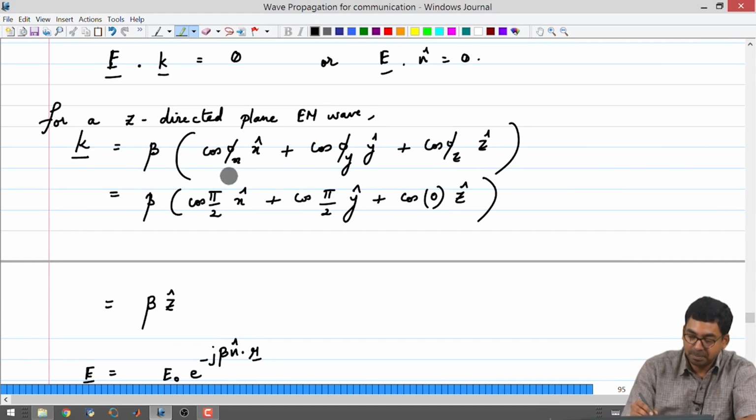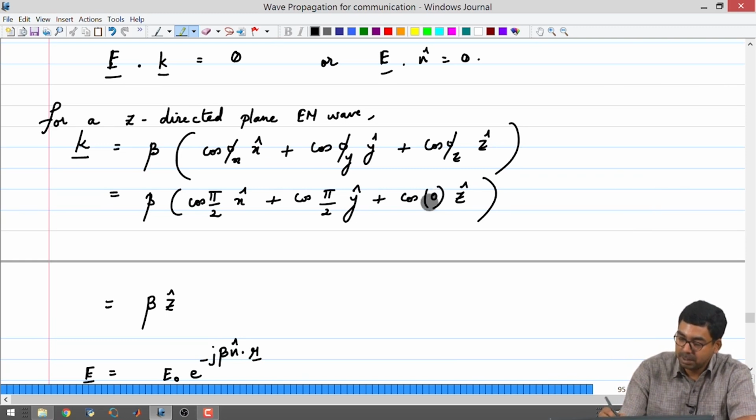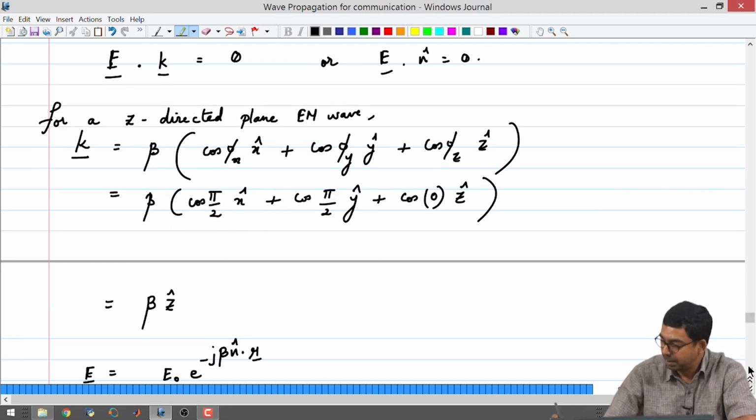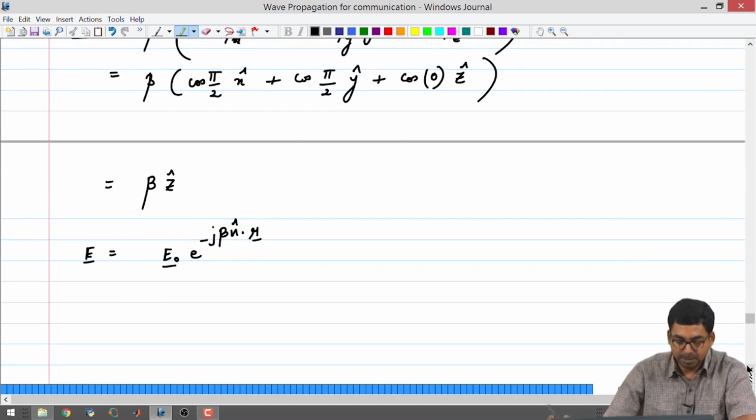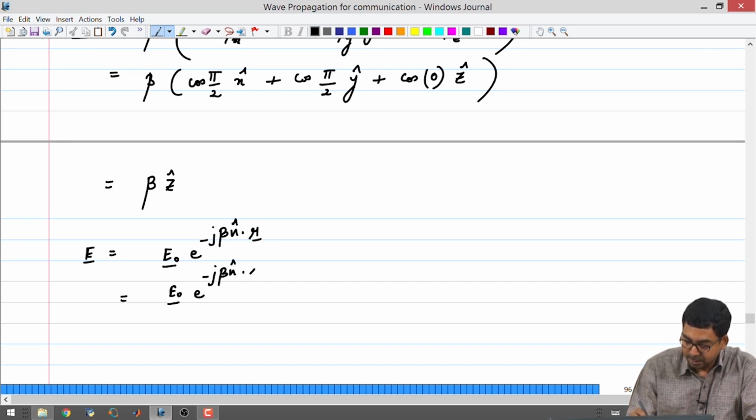Last time we had seen how to write down the k vector. You will have beta multiplied by cos phi x x hat plus cos phi y y hat plus cos phi z z hat. In the case of a z directed wave, all you will do is change phi z to 0 and the remaining angles to pi by 2. These two become 0 quantities, so you end up with beta z hat, which means that one could start writing down the expression for the electric field over here. So, you could say e to the minus j beta n hat dot r vector.